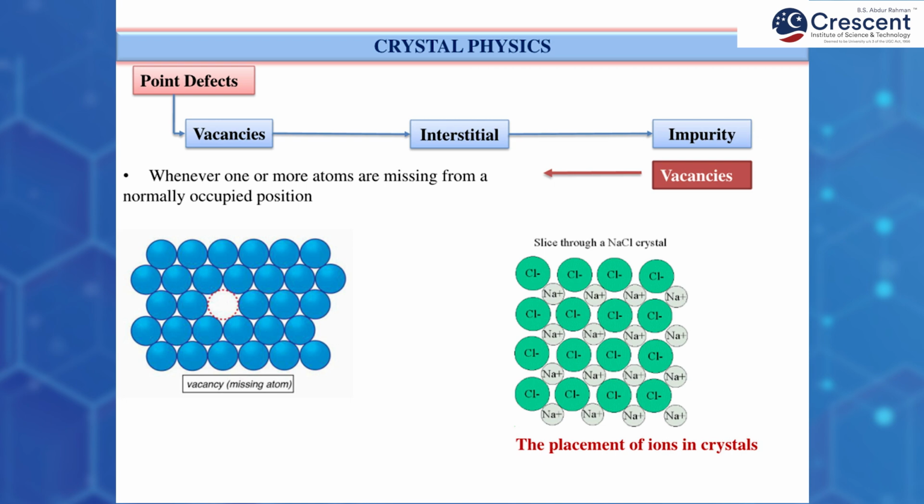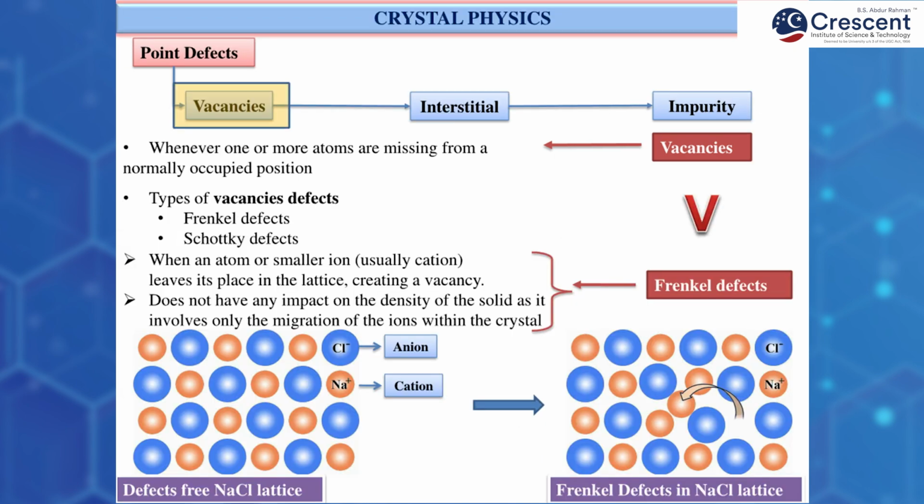Interstitial means, can you see here NaCl? Can you see the example of NaCl, an ionic solid, Na plus, Cl minus? The placement of ions in a crystal seems to be like this. Types of vacancies: vacancy defect is either Frenkel or Schottky. Can you see here Na plus which is a cation, Cl minus which is an anion.